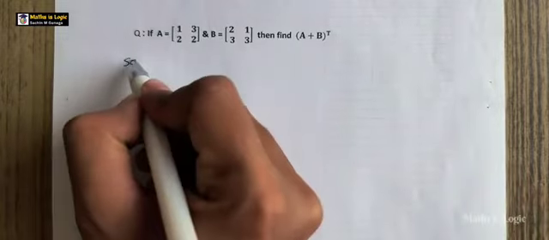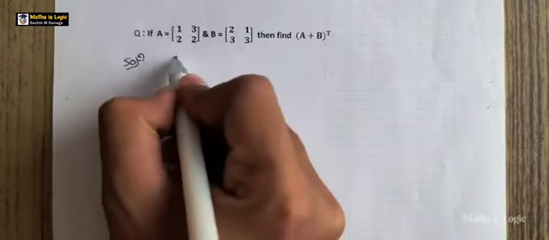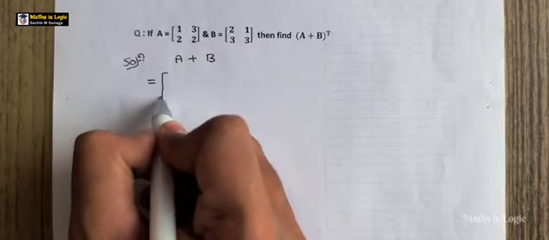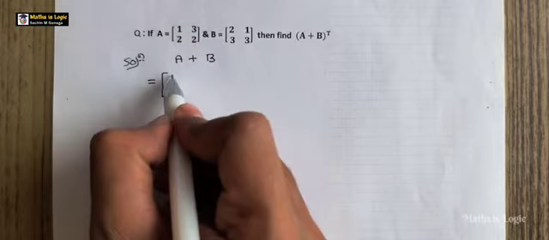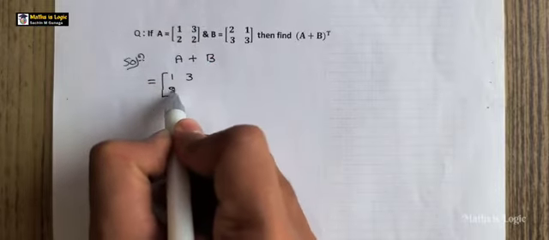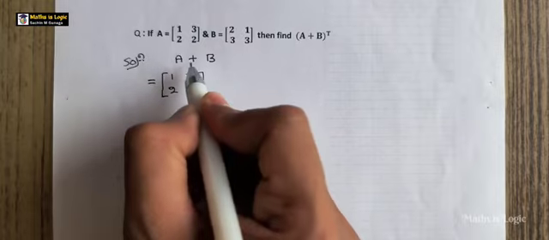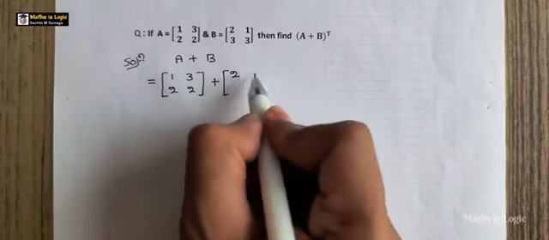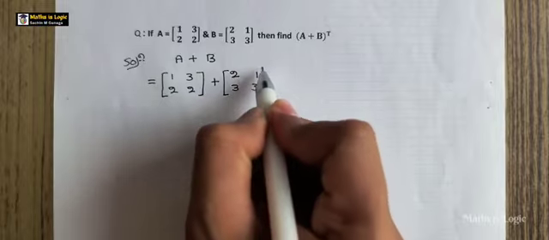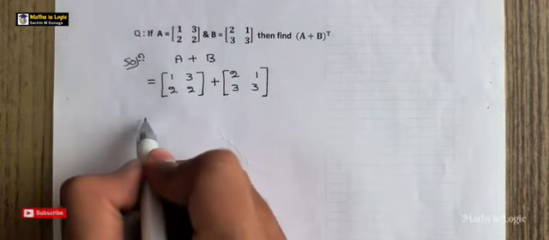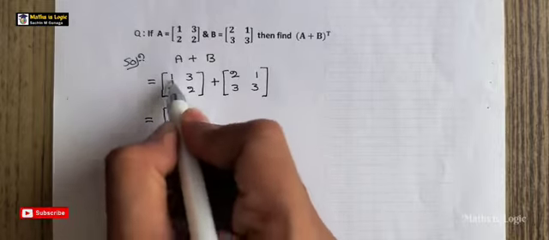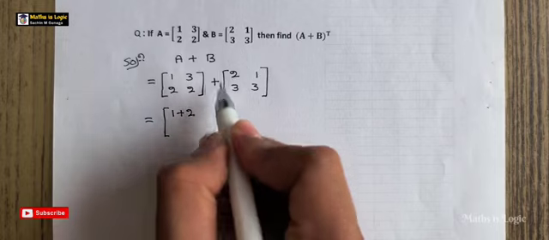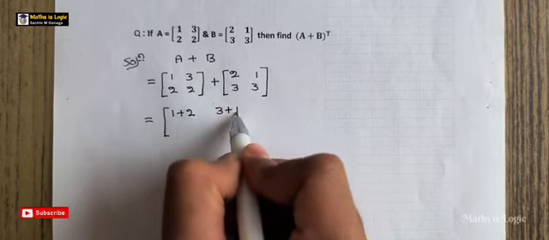Therefore in the solution write here A plus B first, which is equal to, first A value, what is that A matrix value? 1 3 2 2. Next plus, keep it as it is. Next B matrix value 2 1 3 3. Now add these two matrices. Therefore it is 1 plus into plus plus 2. Next 3 plus into plus plus 1.